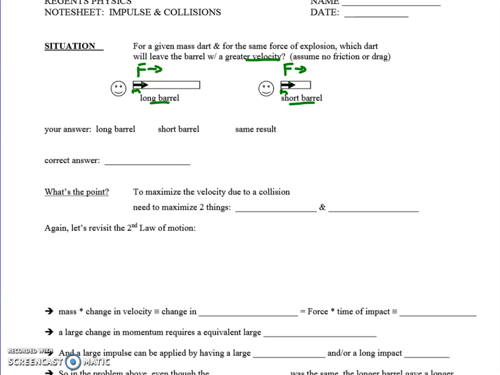Okay, so think about that for a second. Would you choose the long barrel? Would you choose the short barrel? Would you choose that it would have the same result?